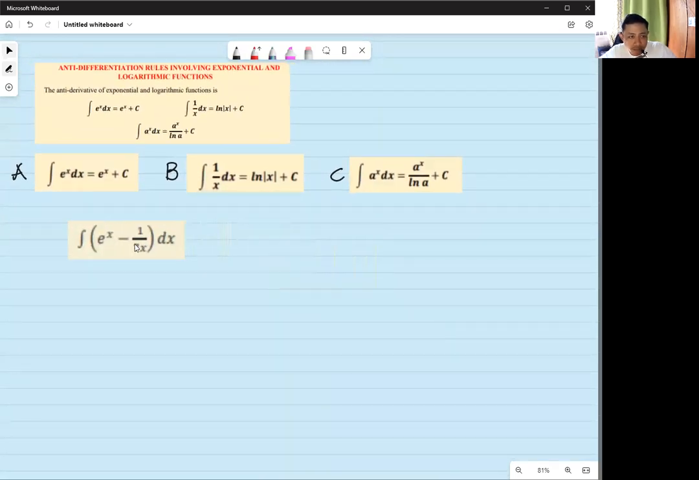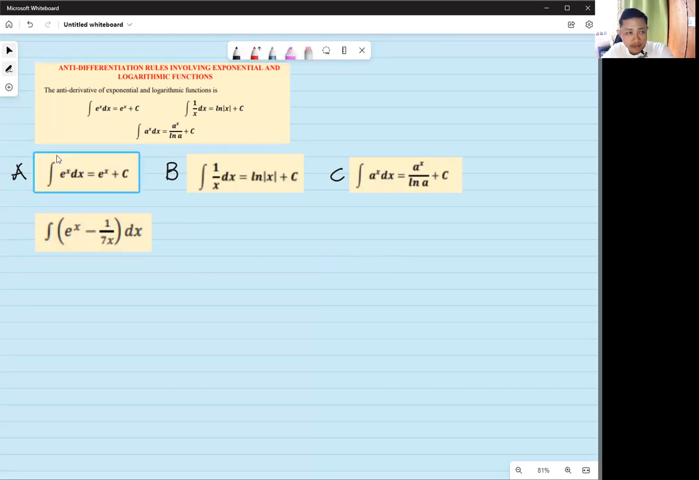Okay, now without looking at your module, go. Which of these rules do you think we can apply for this given? Sige, as many as you can. Let's see. Analyze, okay? Look at the composition of our problems.